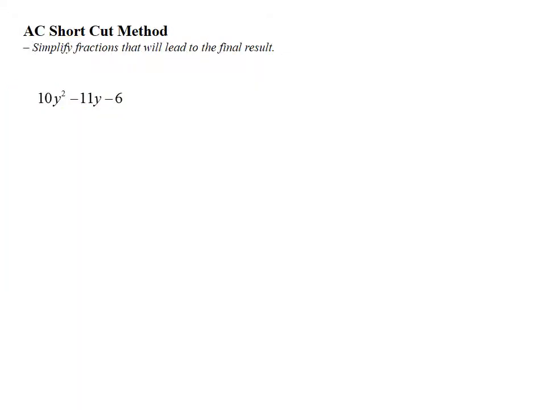In the AC shortcut method, we still use A and C. So in this example, 10 times negative 6 gives us negative 60. We still factor like we did before. We've done this already, so remember we found that positive 4 and negative 15 give us the middle term of negative 11. So I'm not going to repeat all of the process here. We're going to use 4 and negative 15.